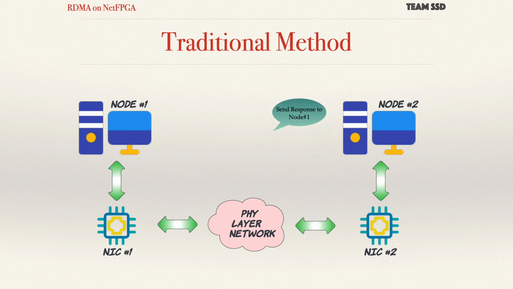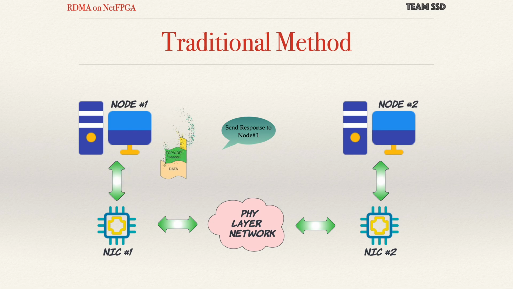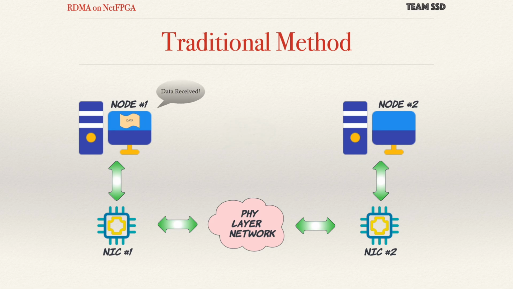Then again, headers need to be added. Then this data is sent over the network back to node 1. And again, the headers are removed and node 1 gets the data that's required. So as seen, all this takes up a lot of CPU cycles and a lot of time. Our proposed solution tries to avoid this unnecessary addition of time, which also adds a lot of latency and decreases the throughput, which is not something that we are aiming to achieve.